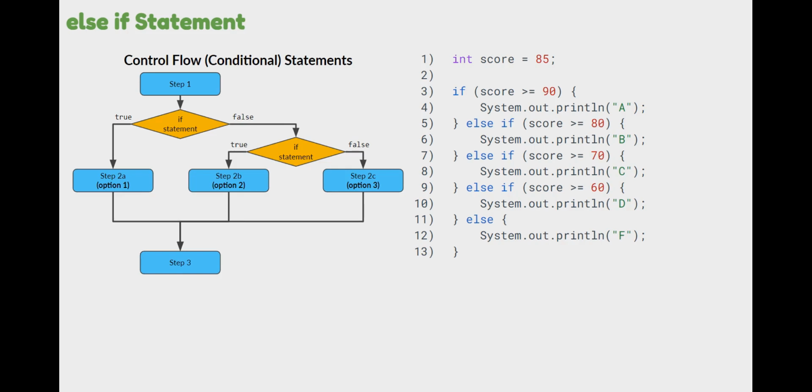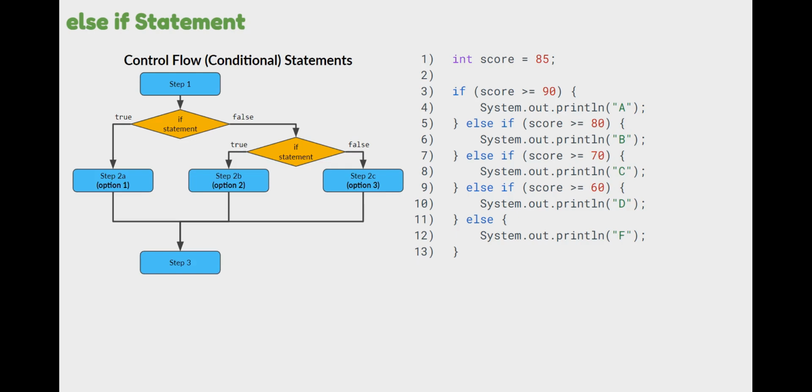Here is the example for reporting your letter grade. If your score was greater than or equal to 90, we're going to say you got an A. If not, we're going to ask the next question. Was your score greater than or equal to 80? If so, we're going to report that you had a B. If not, we continue and ask the third question.